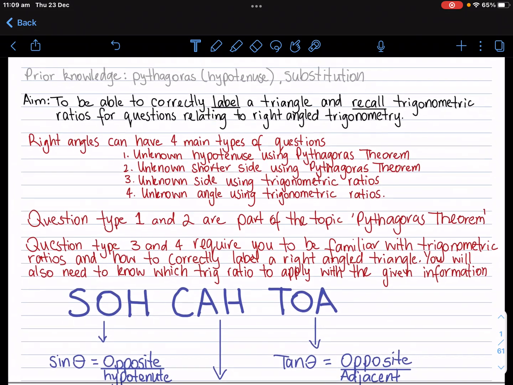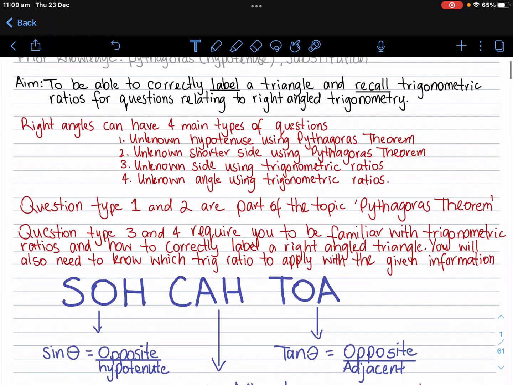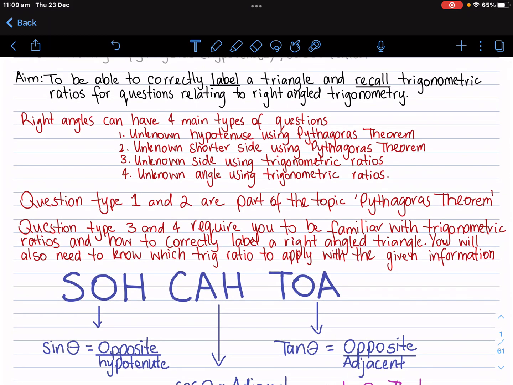So the aim of this video, or the learning intention, is to be able to correctly label a triangle and recall the trigonometric ratio for questions relating to right angle trigonometry. Now, right angle triangles can have four main types of questions when it comes to trigonometry. The first type is an unknown hypotenuse using Pythagoras theorem. And you've already learnt Pythagoras theorem in the previous videos. If you haven't, go watch that video because that's the first step of right angle trig.